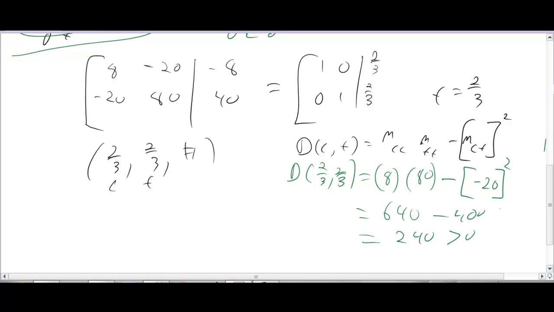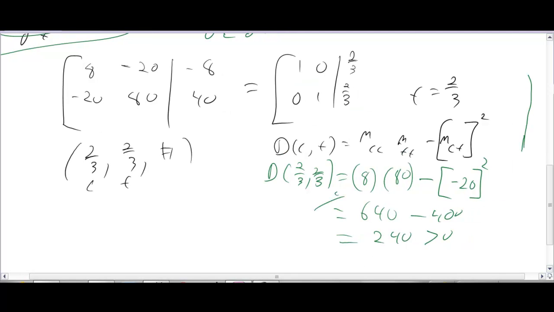Which means we are still greater than 0, which means we are still, as before, concave up here, and the other one's concave up, so they're minimums. Therefore, this point right here is a minimum. We have a minimum of whatever that number happens to be when you substitute in 2/3, 2/3. So we have a minimum of blah at 2/3, 2/3. There we go. Hope that helps.